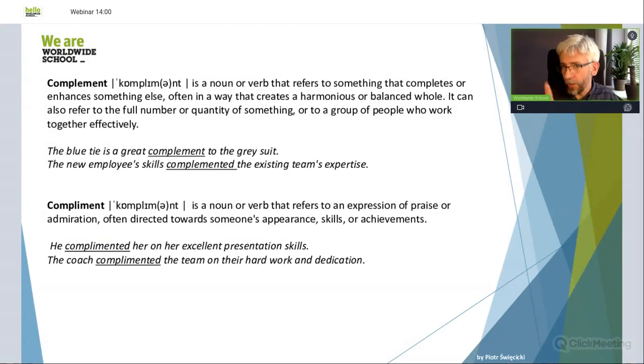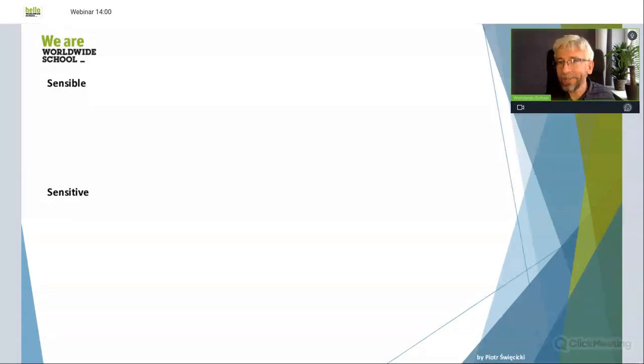He complimented her. Be careful. The preposition is interesting and important here. He complimented her on her excellent presentation skills. To compliment someone on something. That's important. Please take a note of that. The coach complimented the team on their hard work and dedication. And in my thoughts, I'm complimenting you on choosing this event to develop your English. Great choice, even though it's a little boring.